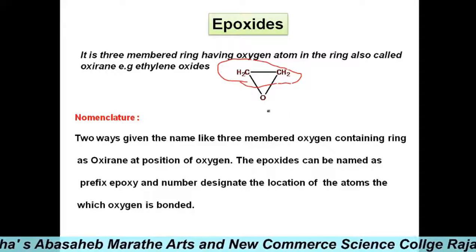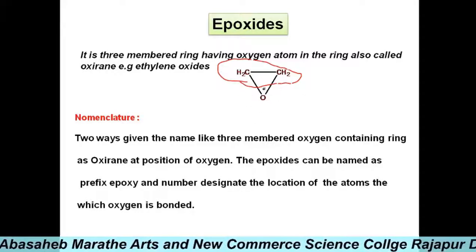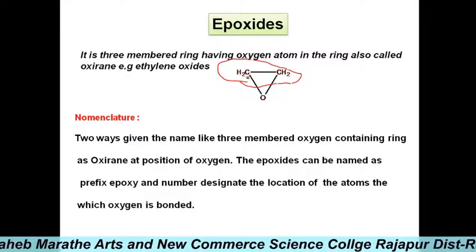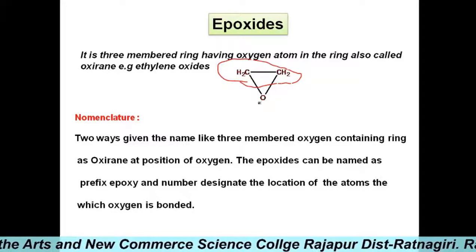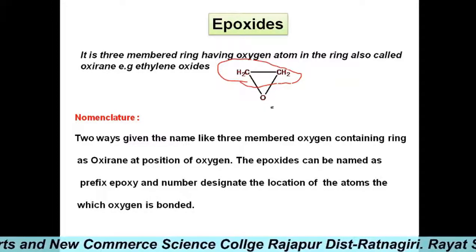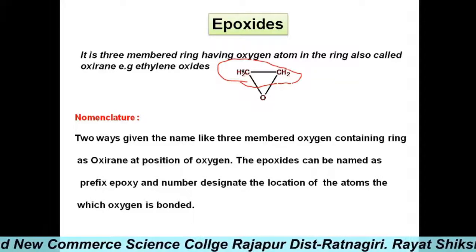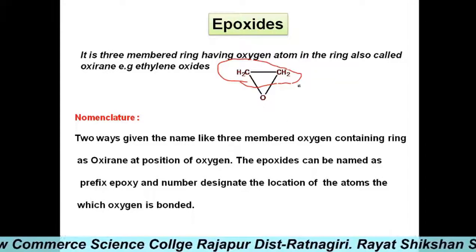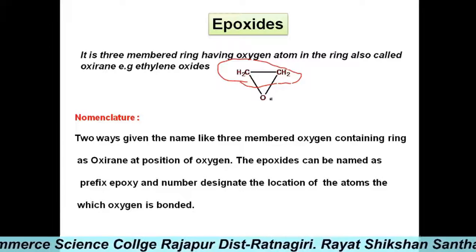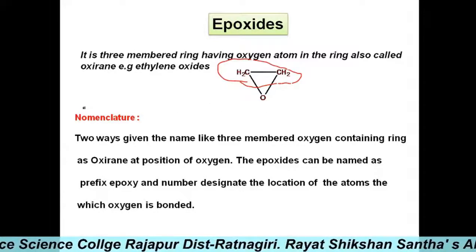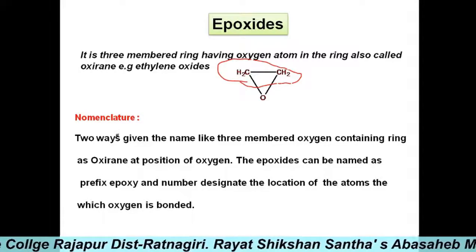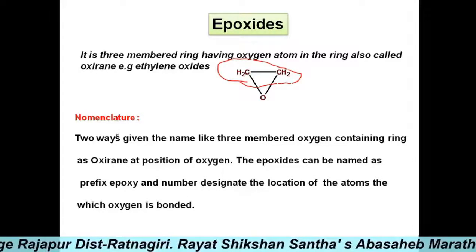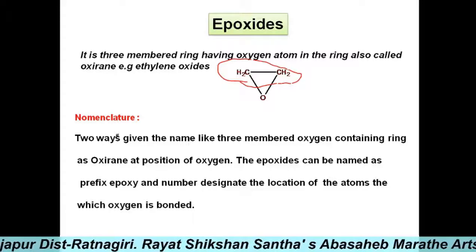Epoxide compounds are also referred to as cyclic ethers, because it is a three-membered cyclic compound having an oxygen atom. Another name is alkene oxide. The next point is the nomenclature of epoxides. Nomenclature of epoxides takes place in two ways.